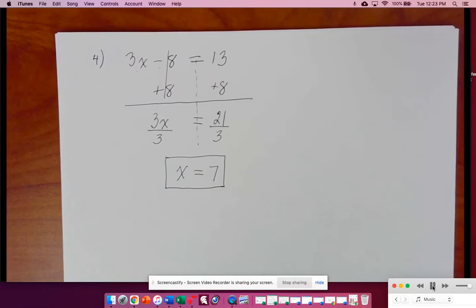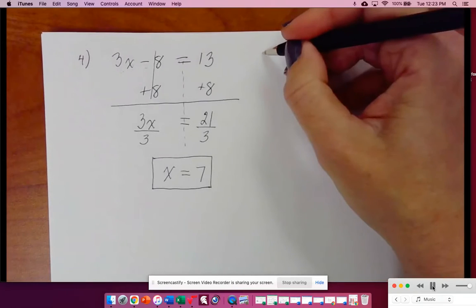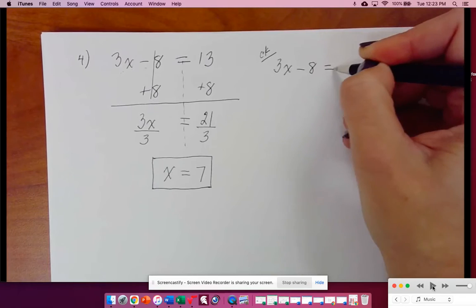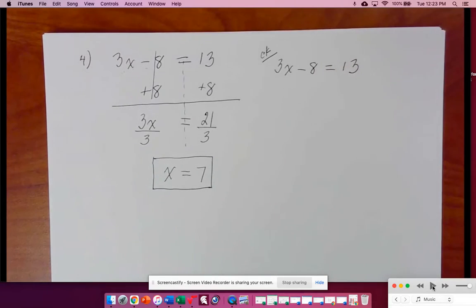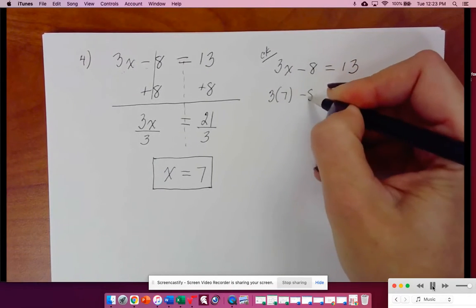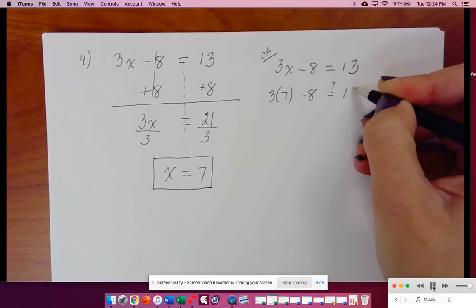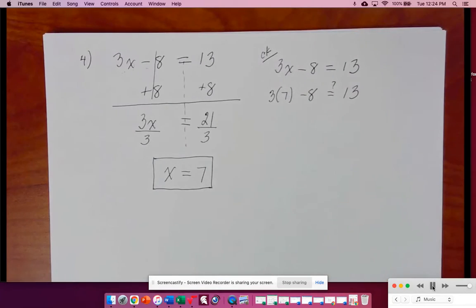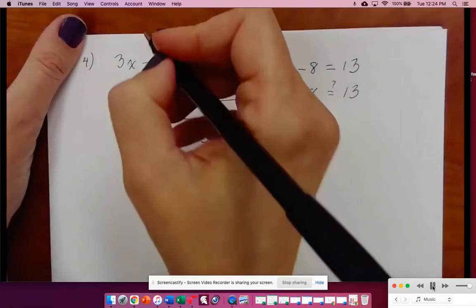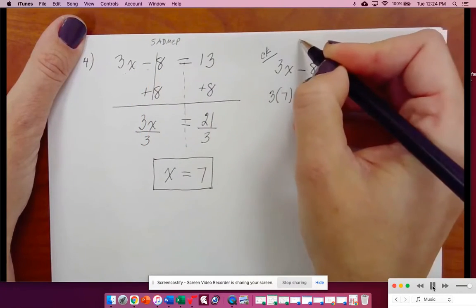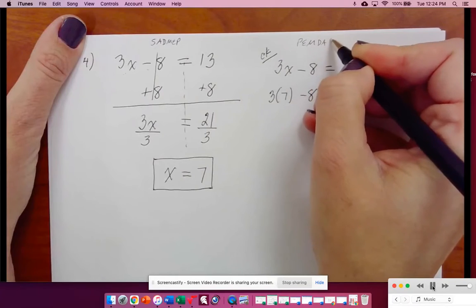Let's check it out. Check, please. Copy the original problem. Sub in your answer. So we think x is equal to 7. So where x is, we're going to plug in a 7. To check, you do normal PEMDAS. I don't know if we should write that. So when you solve, it's SADMEP. When you check, it's PEMDAS.